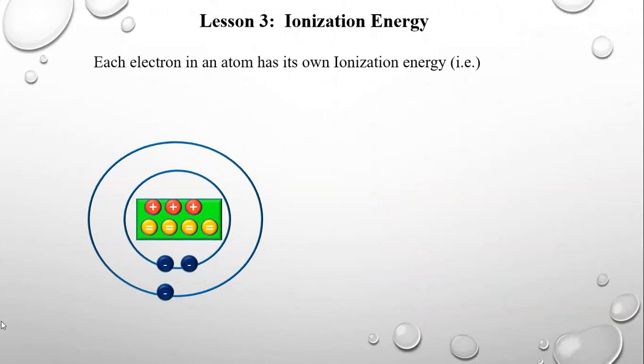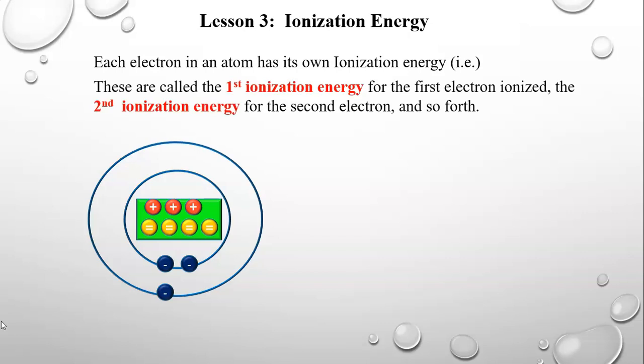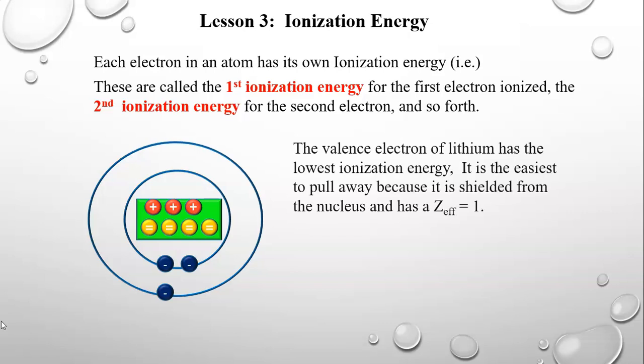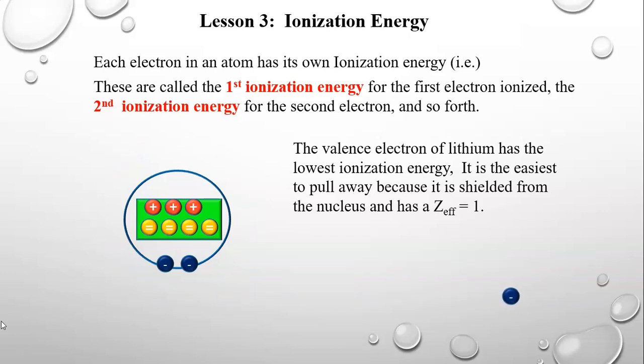So each electron in an atom has its own ionization energy. These are called first ionization energy for the first electron ionized, the second ionization energy for the second electron, and so forth. So the valence electron of lithium has the lowest ionization energy. It is the easiest to pull away because it is shielded from the nucleus and has a Z effective of 1. It also is in the second orbital, so it's farther away from the nucleus. So there you see it flies away.